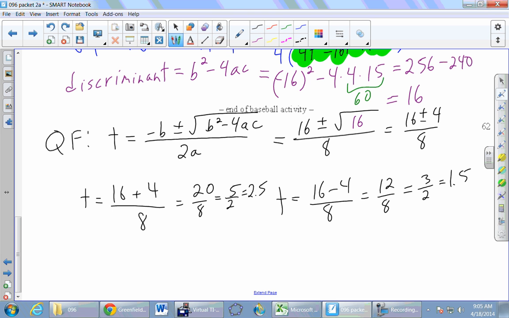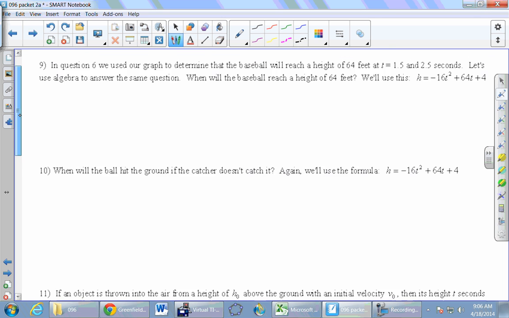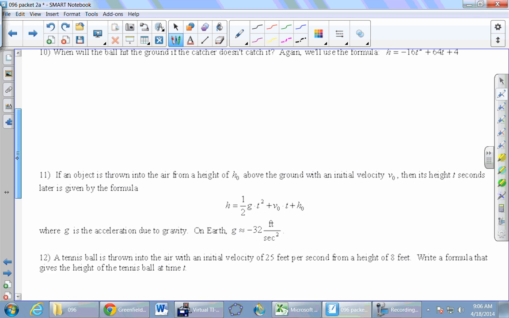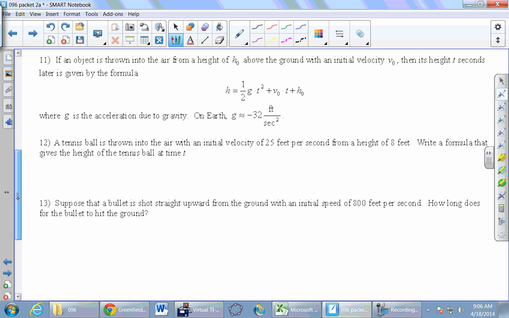So why are we doing this problem here with the baseball? Well, because it's an application that has to do with quadratic equations, right? We ended up getting a quadratic equation out of this baseball example. And it turns out that anytime you have an object that is thrown into the air, a quadratic equation is hidden underneath the surface. So I will show you that quadratic equation. It's on the next page. We are going to go to number 11.